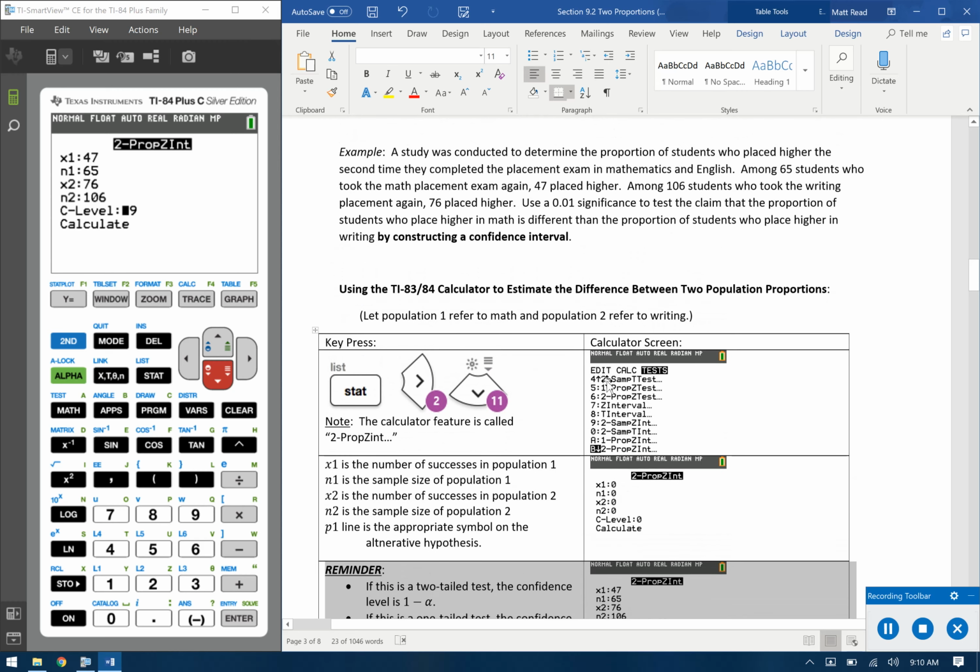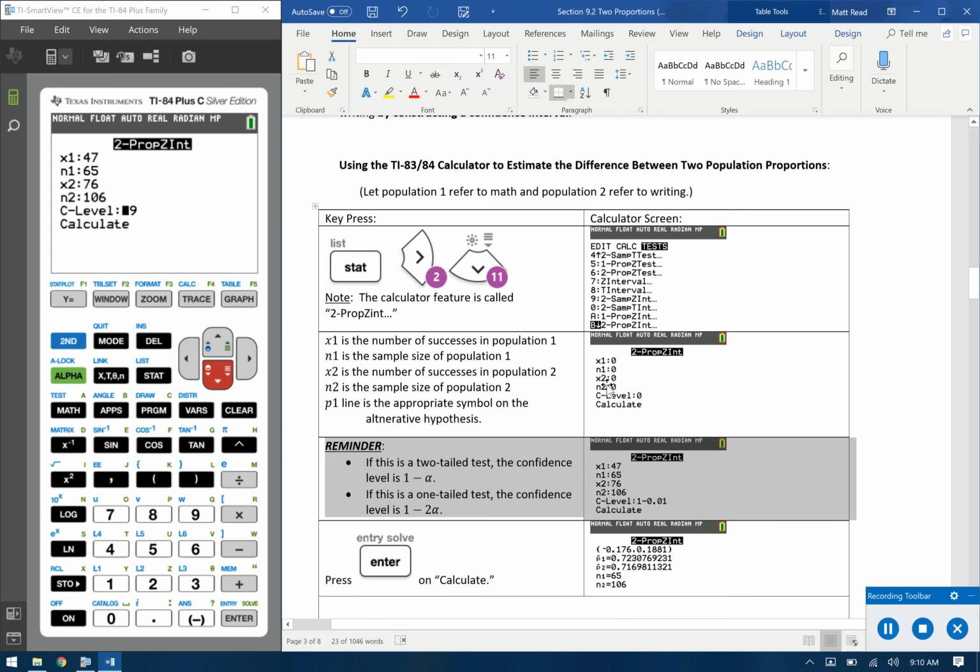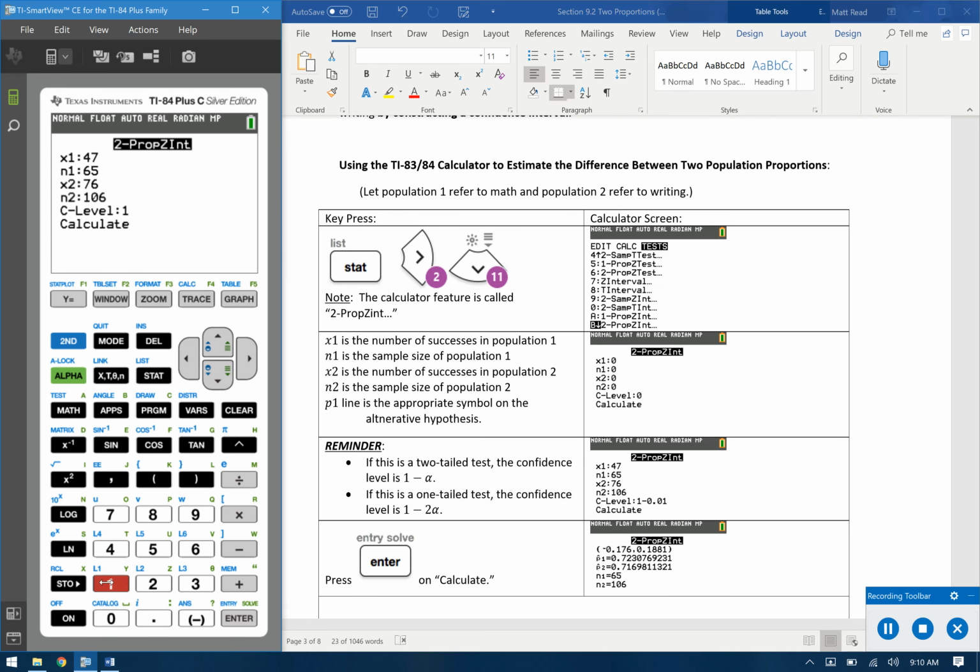And since alpha was given as 1/100th, as I scan back up to the problem, we're going to do 1 minus 0.01 right on this line. And watch what happens when you press the down arrow. It converts it to the confidence level you need. Then we'll go ahead and calculate.